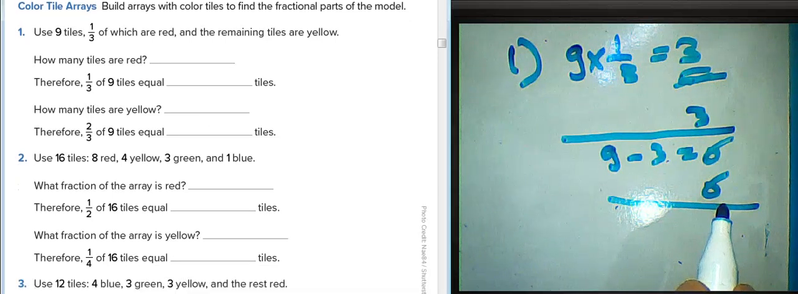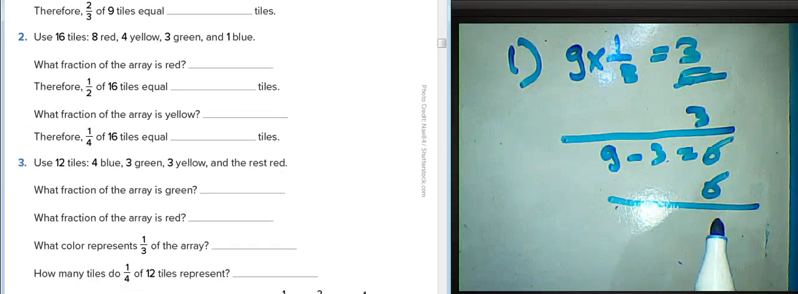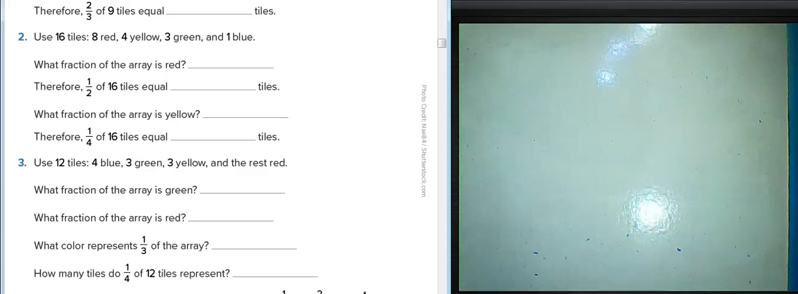Okay, next question, question number 2. Use 16 tiles: 8 red, 4 yellow, 3 green, and 1 blue. What fraction of the array is red? We have the total number here, 16. What fraction of the array is red?